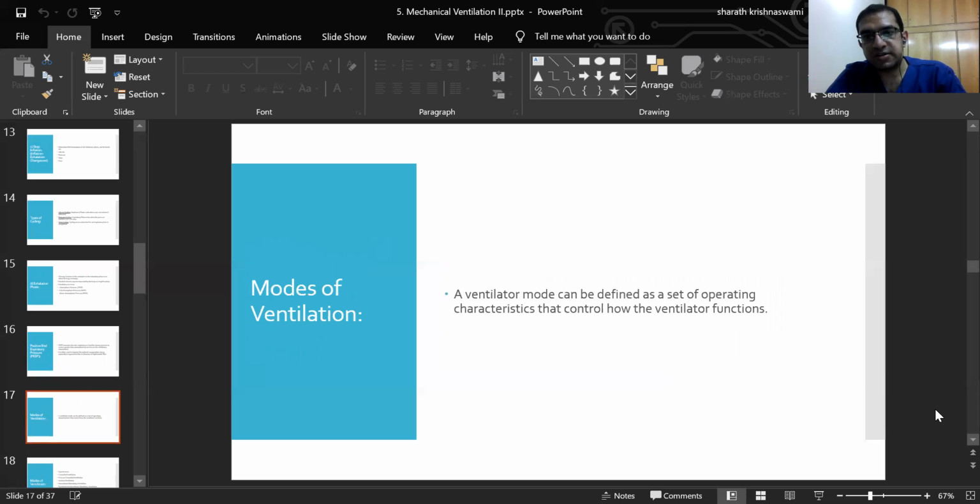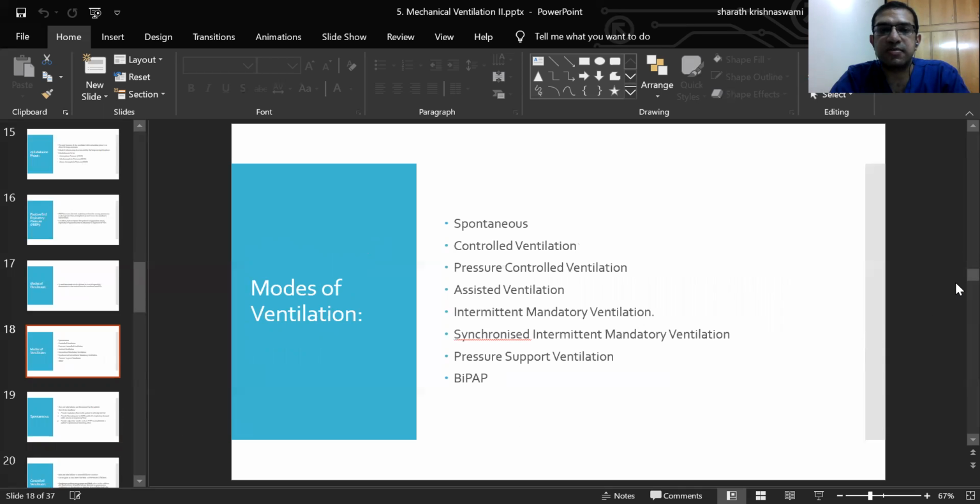Coming to the modes of ventilation. A ventilator mode can be defined as a set of operating characteristics that controls how the ventilator functions. Modes of ventilation are commonly understood as the following types. They can be spontaneous, they can be controlled ventilation. There is a particular type of controlled ventilation known as pressure controlled ventilation. That is assisted ventilation, when we tend to support the patient's breathing. That is, the ventilator supports the patient's breathing.